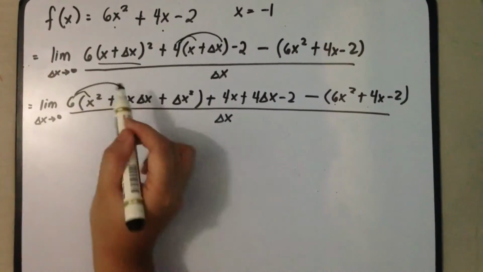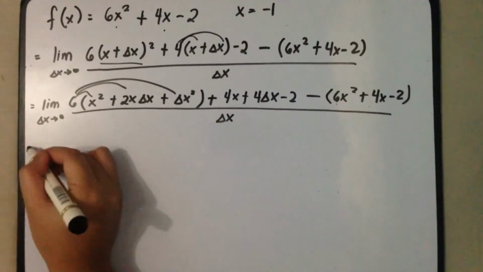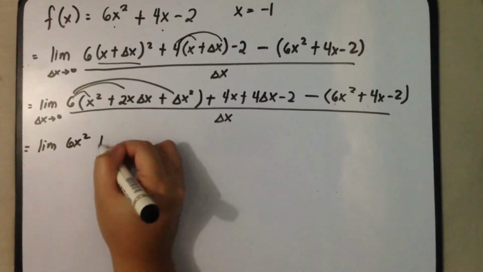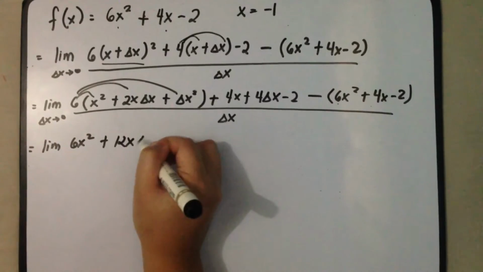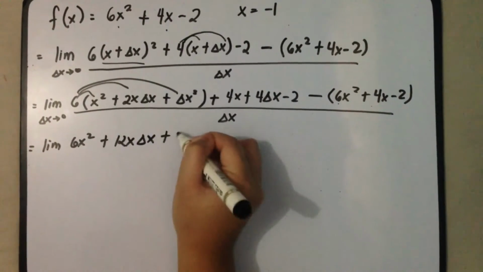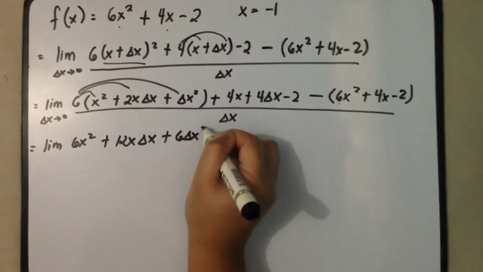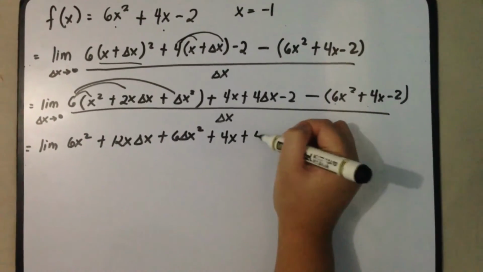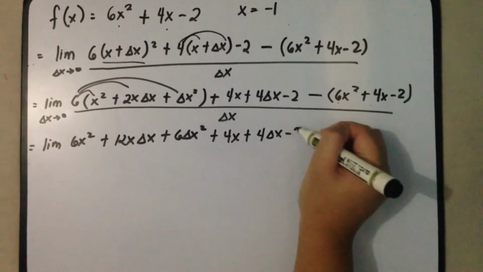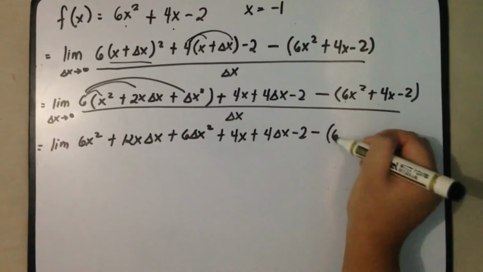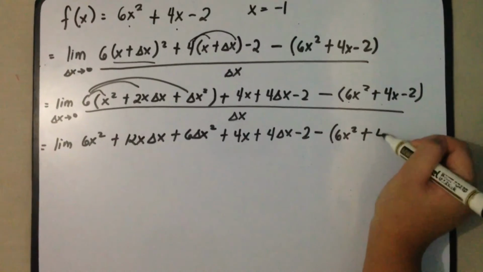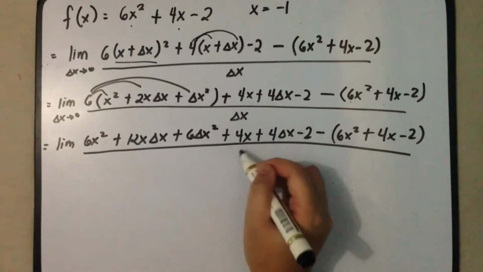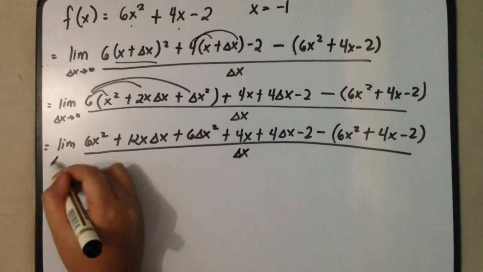Then we need to distribute the 6. So we will get the limit of 6x squared plus 12x delta x plus 6 delta x squared plus 4x plus 4 delta x minus 2 minus the original function 6x squared plus 4x minus 2 over delta x as delta x approaches 0.